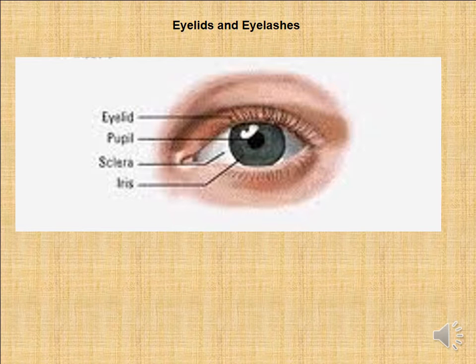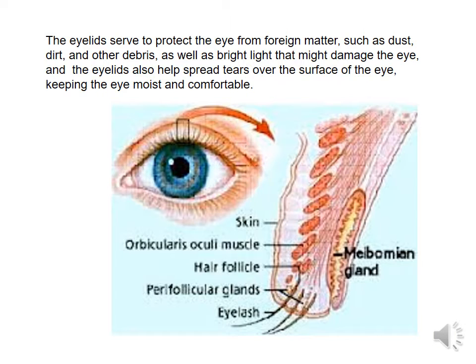The structure of the eye from outside to inside. The first, outermost, are the eyelid and eyelashes. The eyelid has two mobile structures, the superior eyelid and inferior eyelid, that close the orbit. The eyelids serve to protect the eye from foreign matter such as dust, dirt, and other debris, as well as bright light that may damage the eye. The eyelid also helps spread tears over the surface of the eye, keeping the eye moist and comfortable.